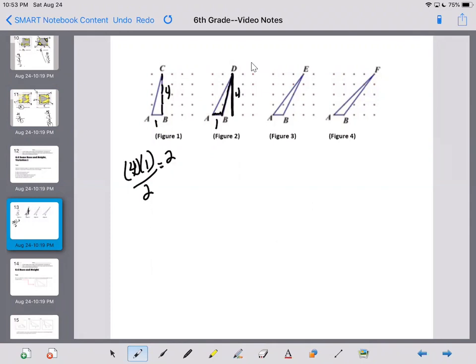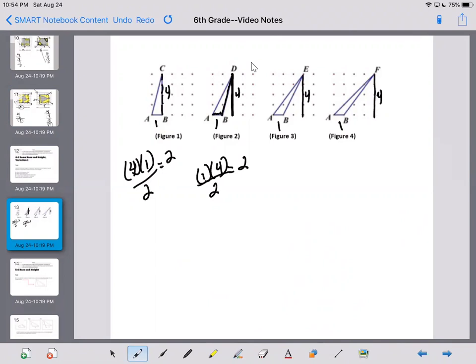And so the base is still 1, and the height is 4. So that's 4 times 1 is 4. Take half of 4, I'm going to get 2. So far, these have the same areas. I'm keeping the base the same on figure 3 and 4. I'm just changing my slant. I still have a base of 4, I still have a height of 4, and I still have a height of 4 here.